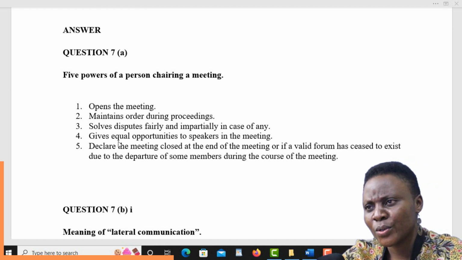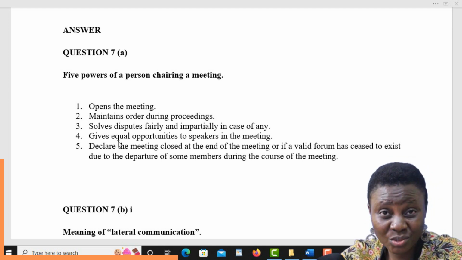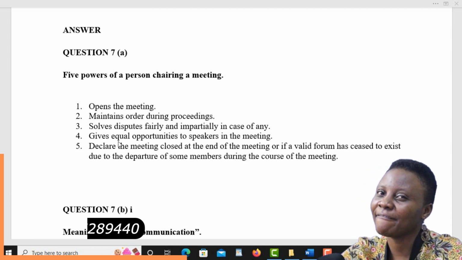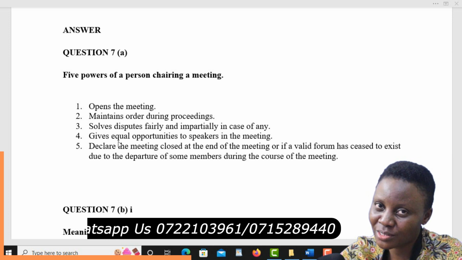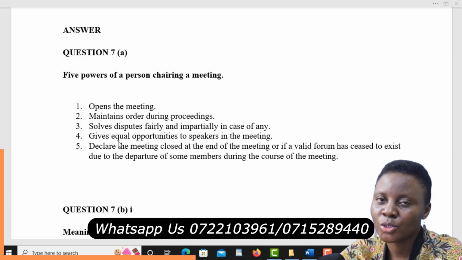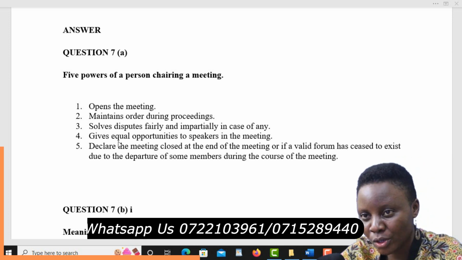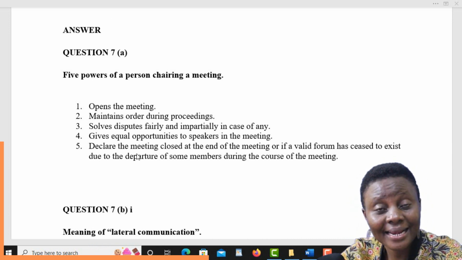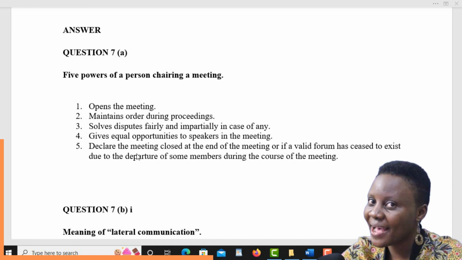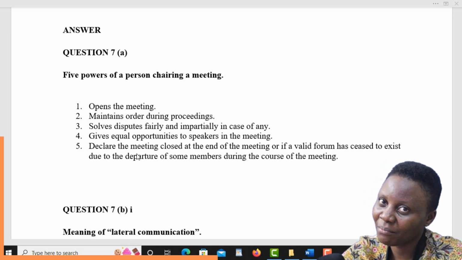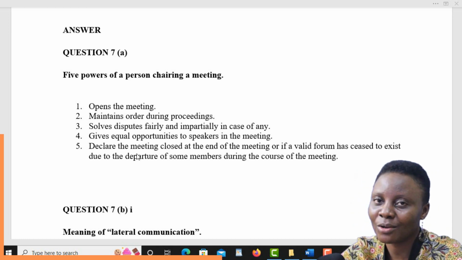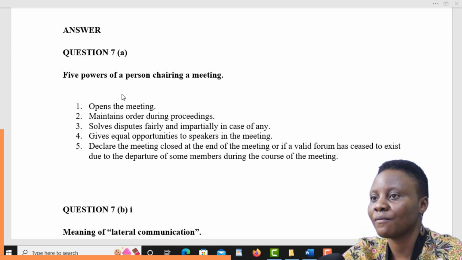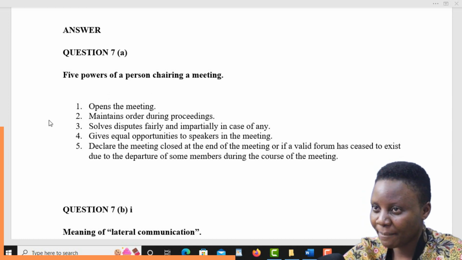Also, the chairperson gives equal opportunities to the speakers to speak. All members in the meeting are equal, so they have equal chances to give opinions and to speak. The person to give them permission to speak is the chairperson, who also declares the meeting closed. As we say, the one who opens the meeting is also the one to end, to close, or to declare the meeting adjourned. So these are the powers of a chairperson in a meeting.